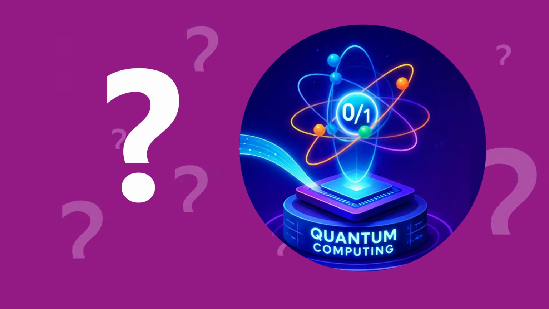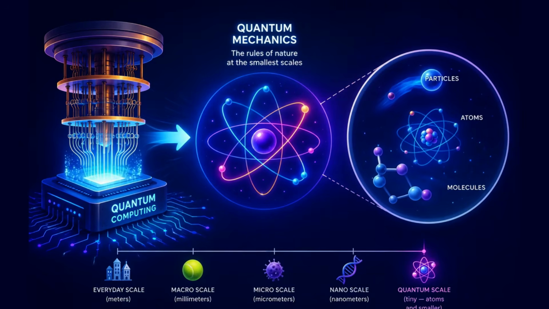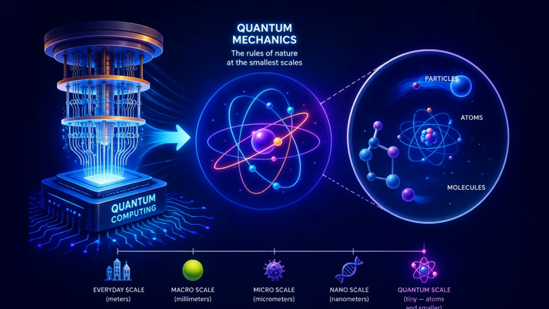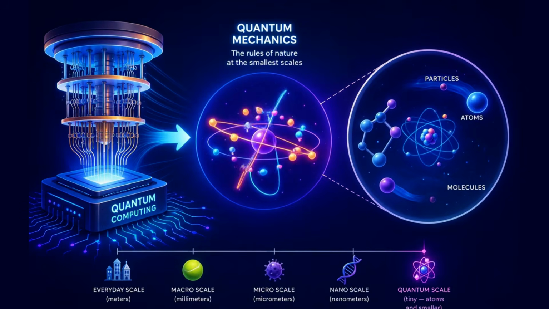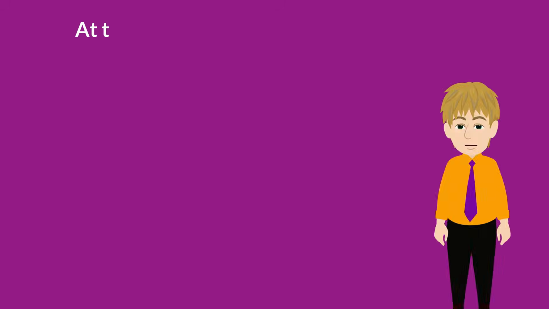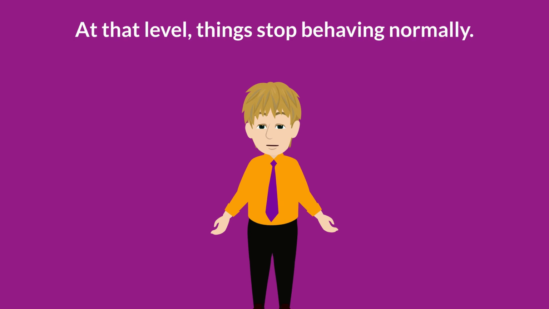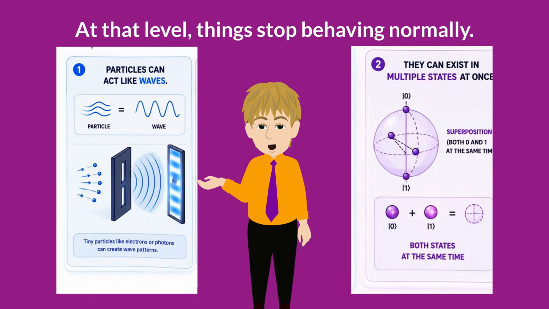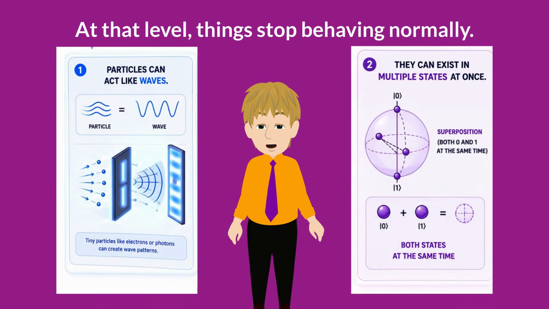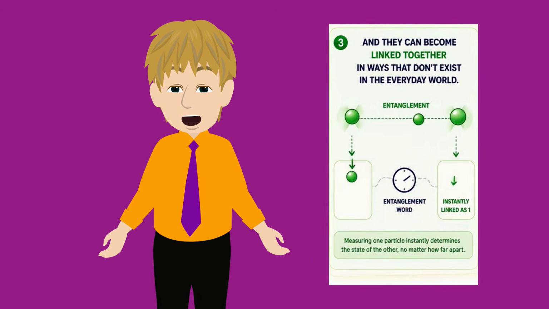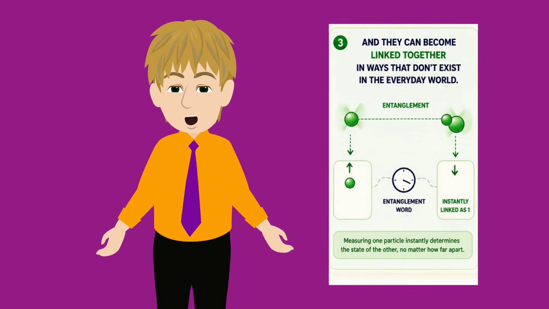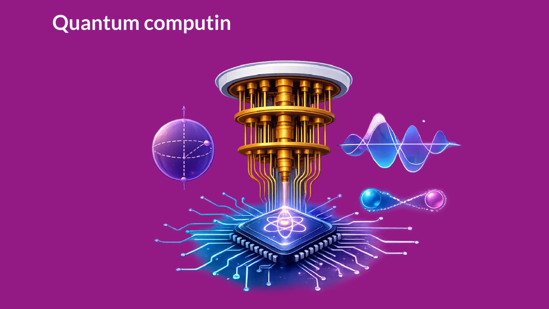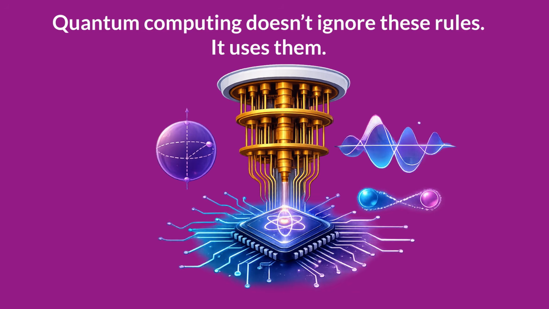Why quantum? Because it's based on quantum mechanics, the physics that describe how nature behaves at the smallest scales. At that level, things stop behaving normally. Particles can act like waves. They can exist in multiple states at once, and they can become linked together in ways that don't exist in the everyday world. Quantum computing doesn't ignore these rules.